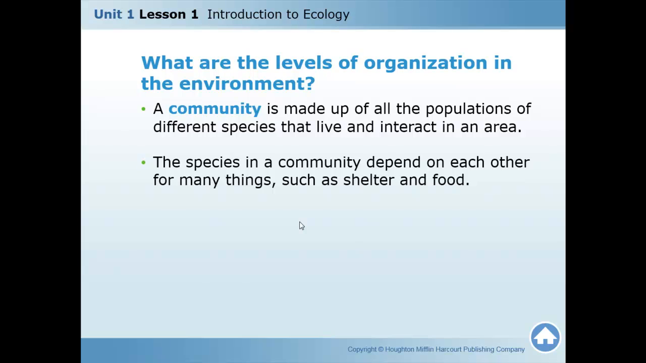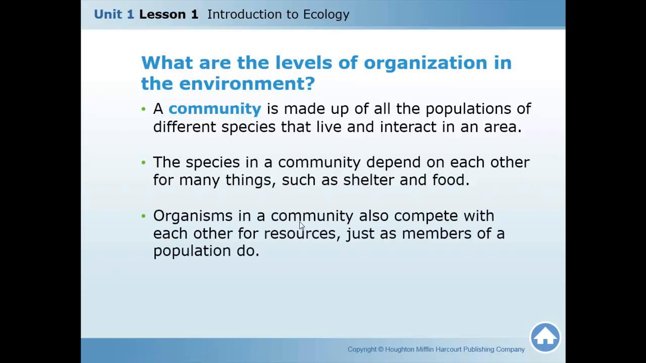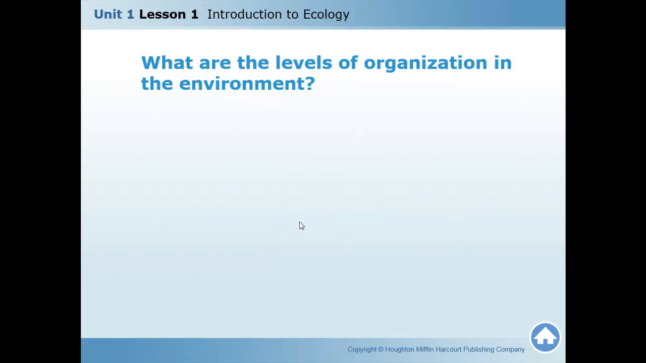Okay? So, community is a big word which describes the different populations interacting with their environments. Different populations with different species. Okay, so we have species. The species form a population, and more than one population form a community. Organisms in a community also compete with each other for resources, just as members of a population do.